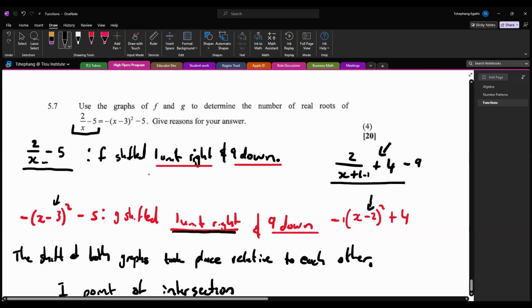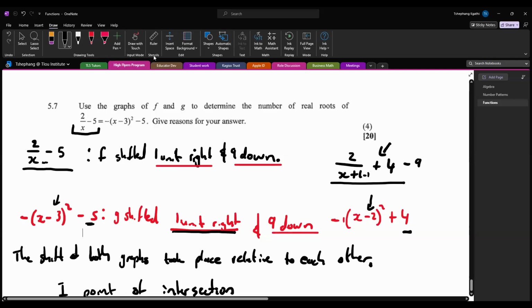Minus 2 minus 1 will give me minus 3. Then I had a positive 4. Suddenly I have a minus 5. It means that I also subtracted 9 there. Okay, so the shifting of graphs happened for both graphs. So the same thing happened for both of the graphs.